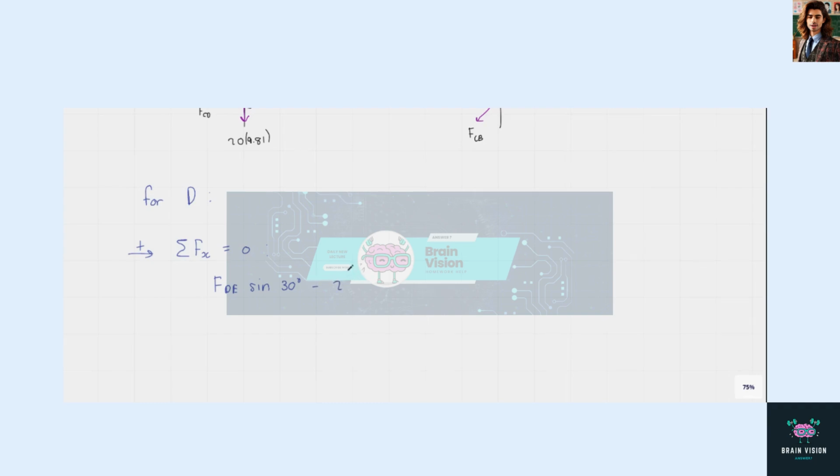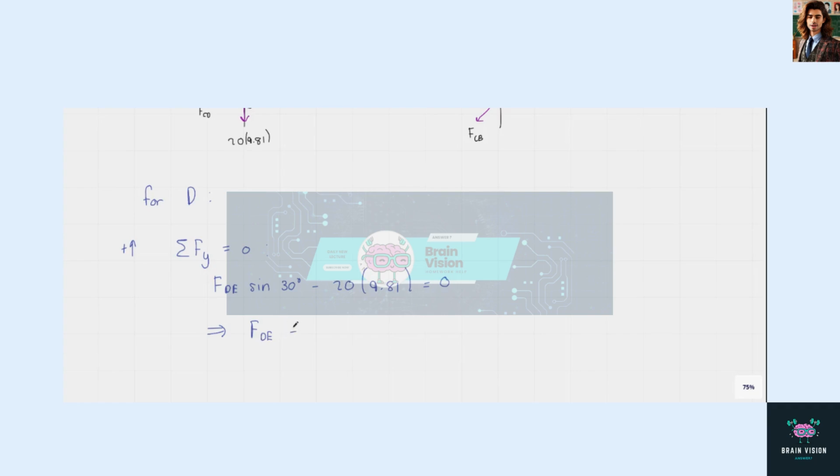minus 20 times 9.81 is equal to 0. So this is actually our y component and not our x component. So we take upward to be positive, and we take the sum of the y components, and this is the equation that gets set up. So we have FDE sine of 30 degrees minus the weight of the lamp, 20 times 9.81, is equal to 0, which means we can immediately find this tension FDE.